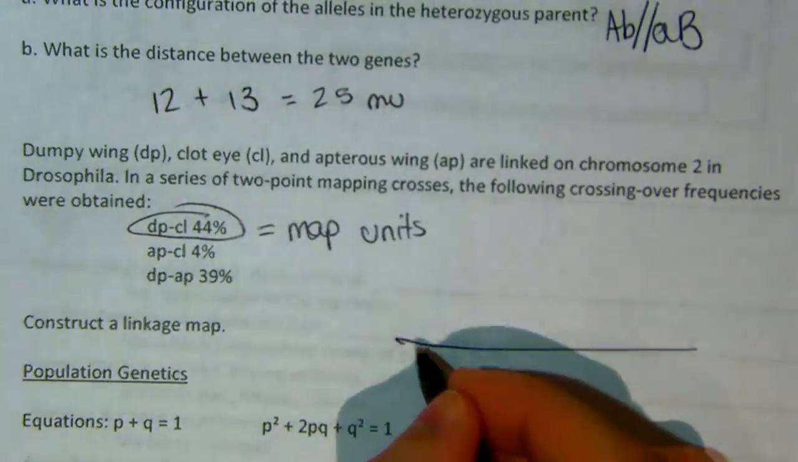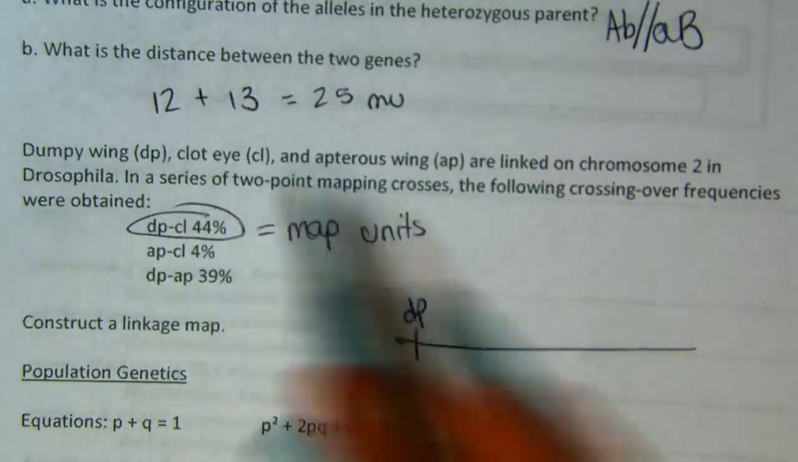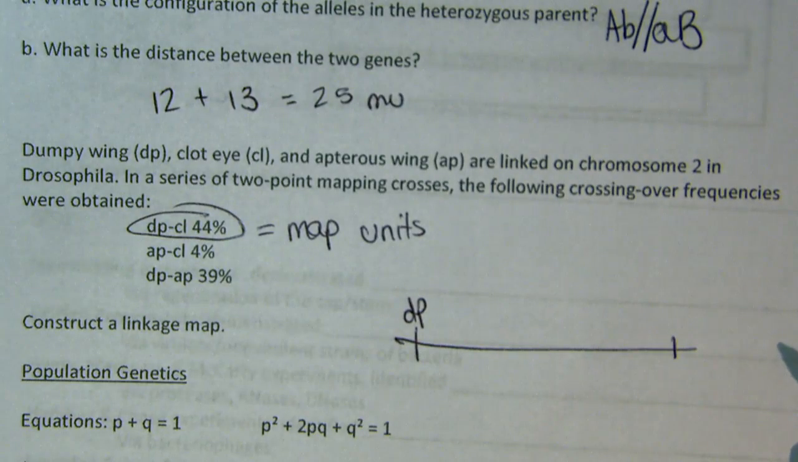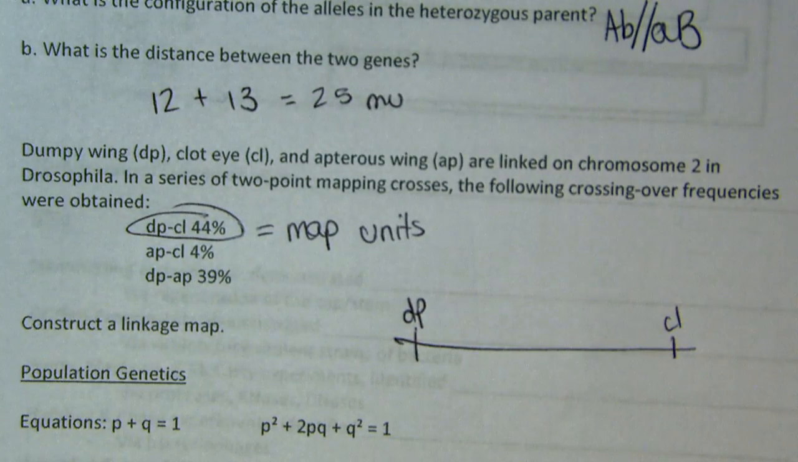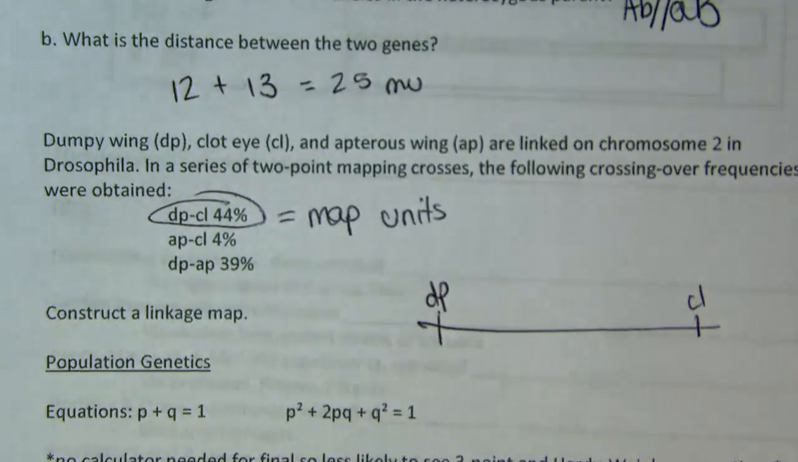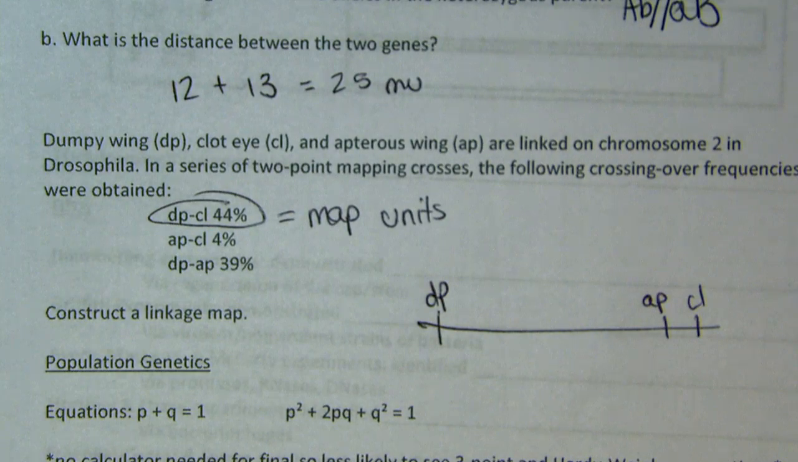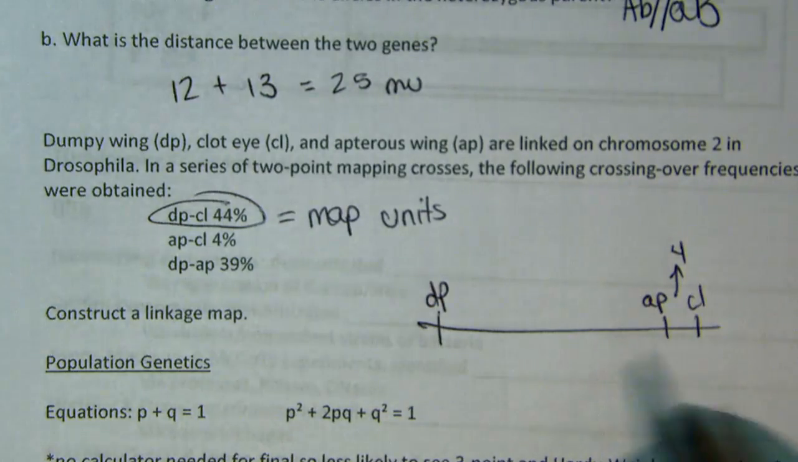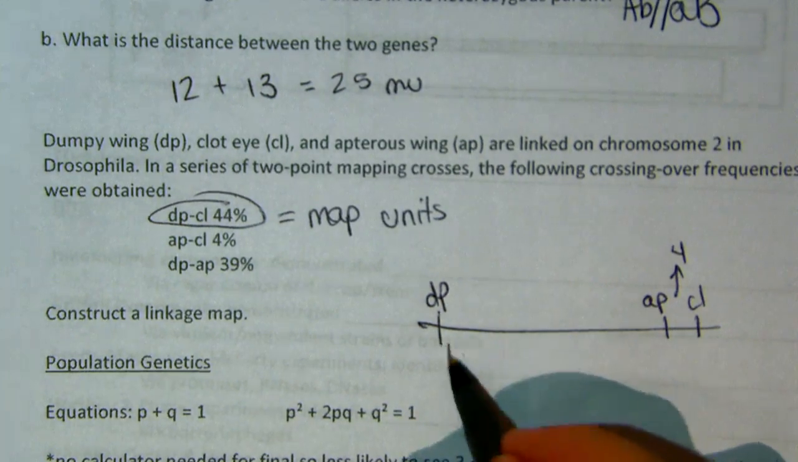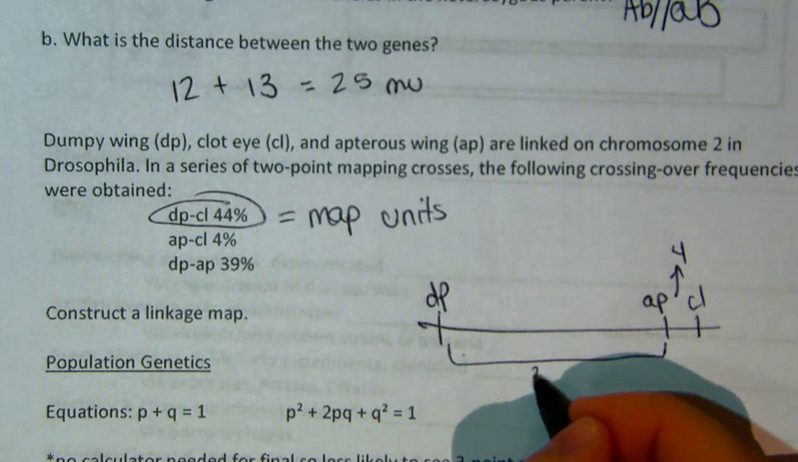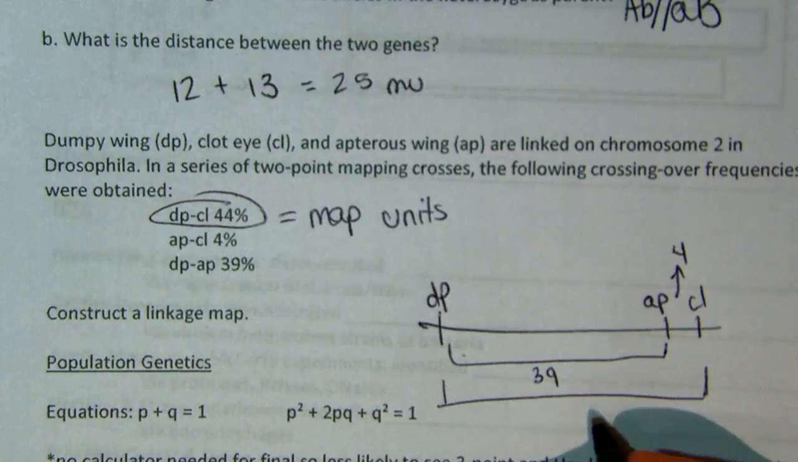So you make your chromosome and you put DP, which it tells us is for dumpy wing, and then CL, which is for clot eye, far apart. And then you're left with only one other gene, AP, for apterous wing. Which gene is the AP allele closest to? Good, CL. Smallest number, fewest map units, AP would be closest to CL. So this distance is 4. And let's see, DP and AP are going to be 39. And then DP, CL would be 44.